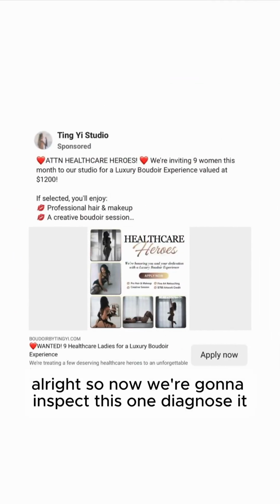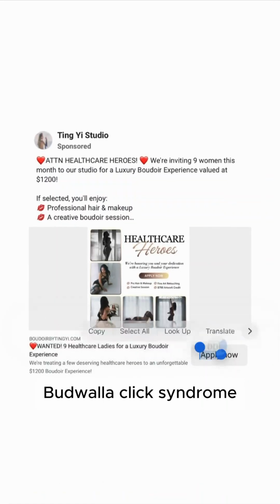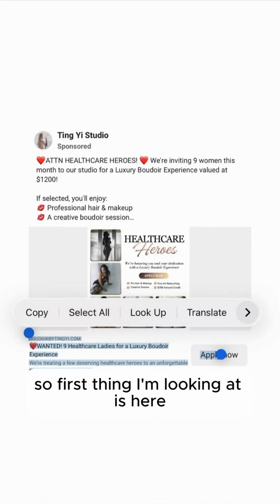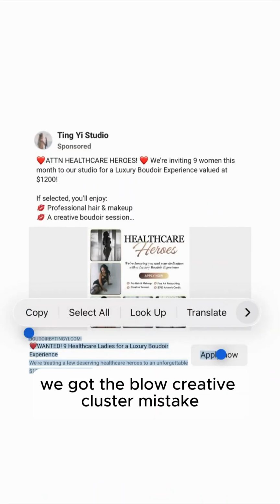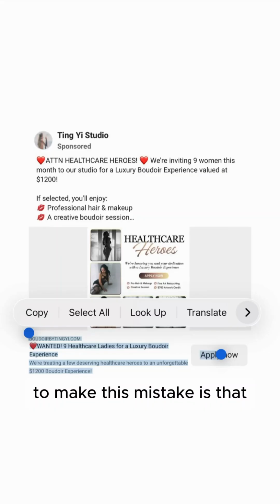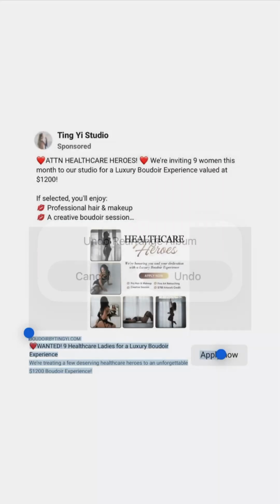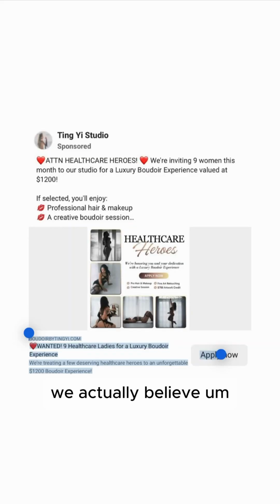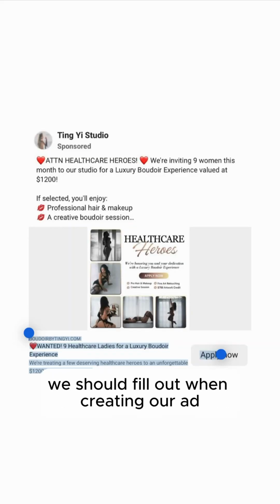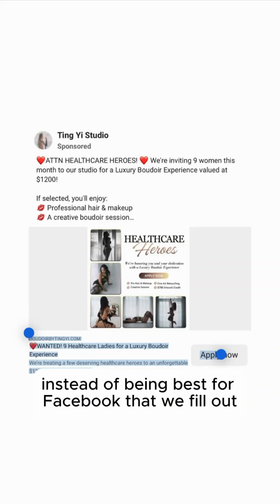All right, so now we're gonna inspect this one, diagnose it, see if we believe it has BLCS, Boudoir low click syndrome. So the first thing I'm looking at is here, we got the below creative cluster mistake. The false belief that caused us to make this mistake is that we're trusting that what Facebook recommends we fill out when creating our ad is what is best for us to fill out, instead of being best for Facebook.